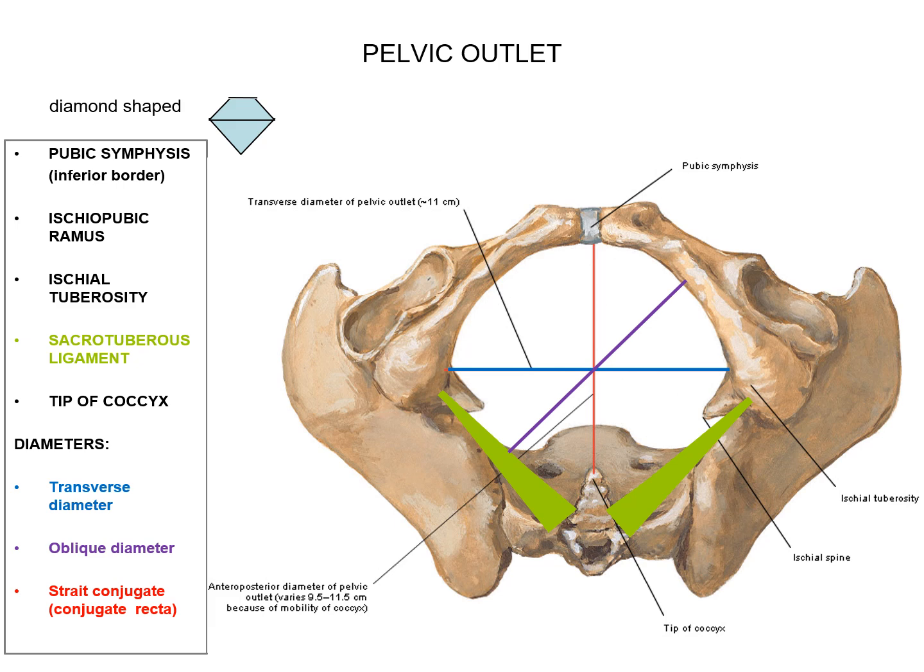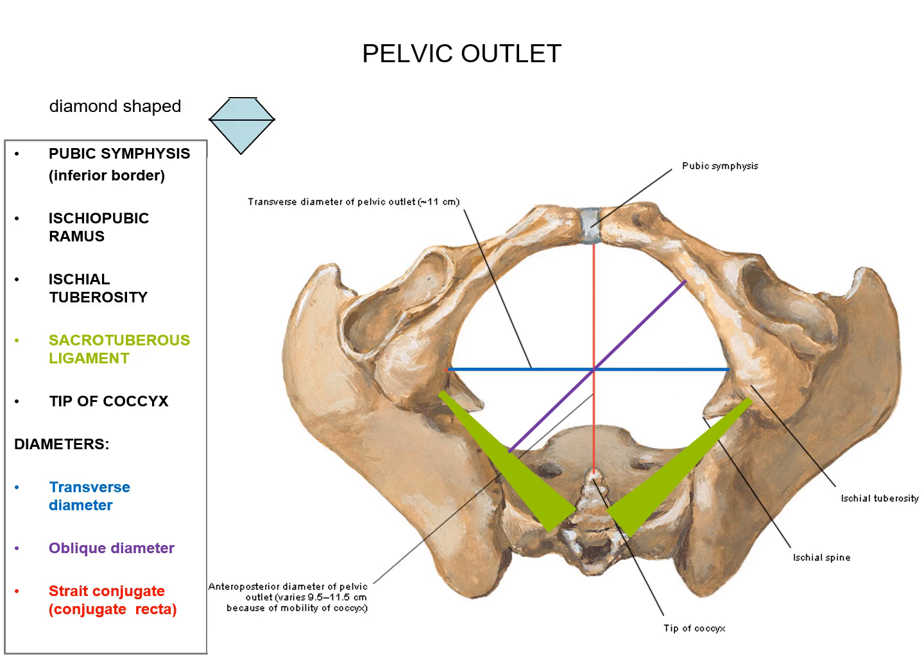The sacrotuberous ligament continues this margin posteriorly from the ischial tuberosity to the coccyx and sacrum, which form the margin of the posterior half of the pelvic outlet. The diameters of the pelvic outlet are transverse diameter, oblique diameters, and conjugate recta or sagittal diameter.